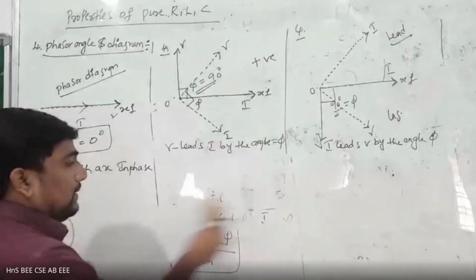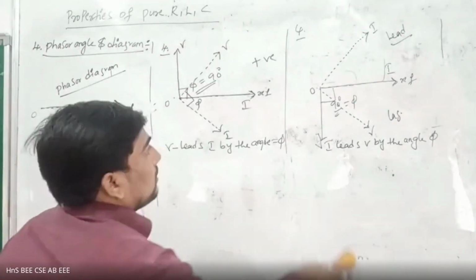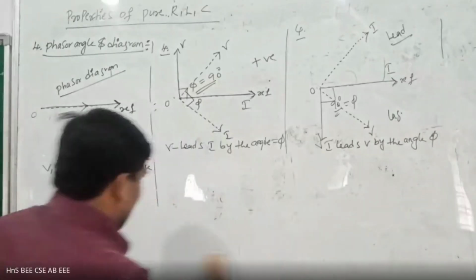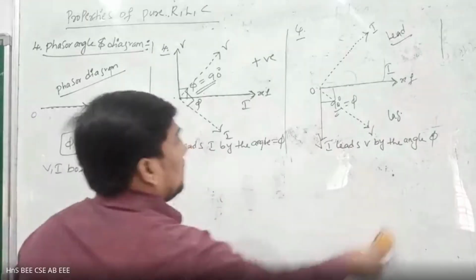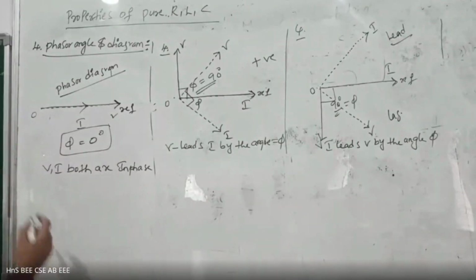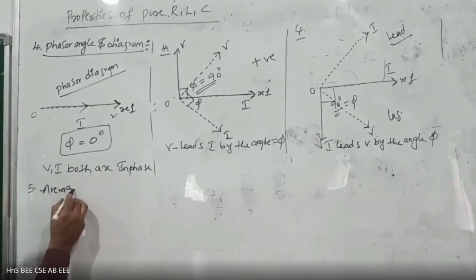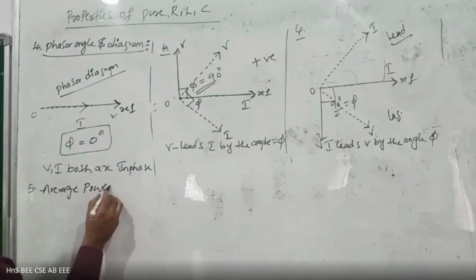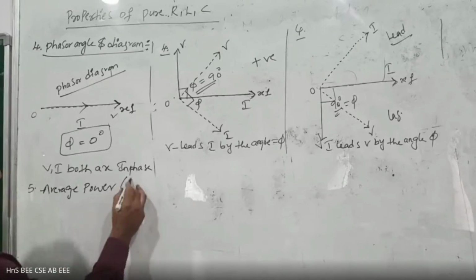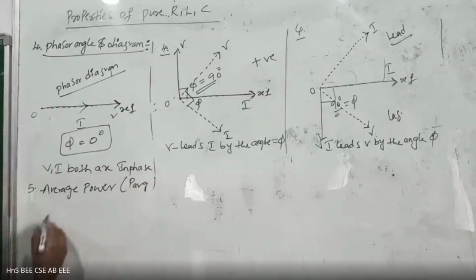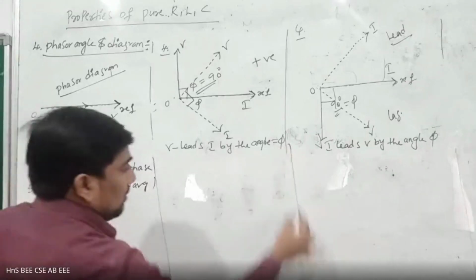This is the fifth point. Coming to the fifth point, simply I am writing the average power. Average power is represented with P average. You know the formula for P average.